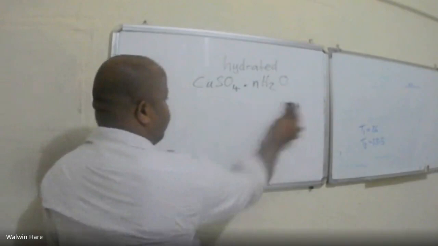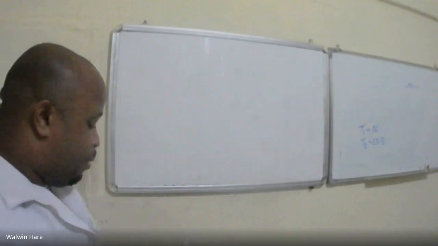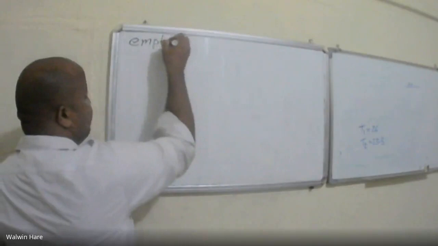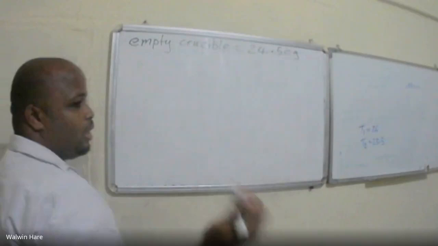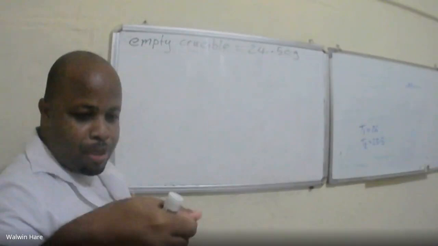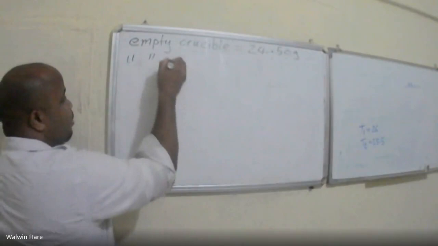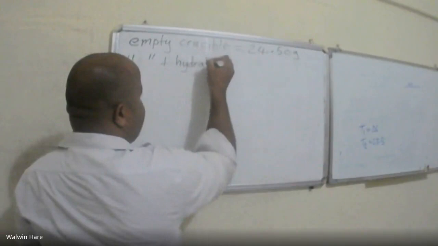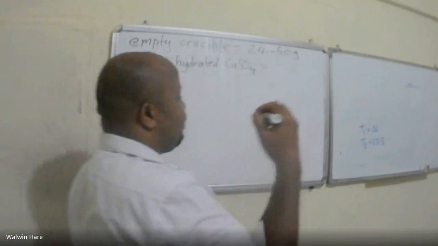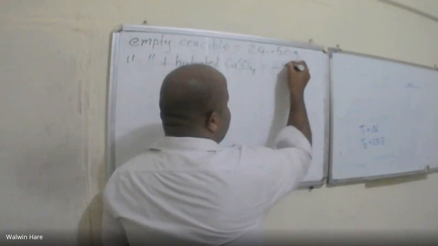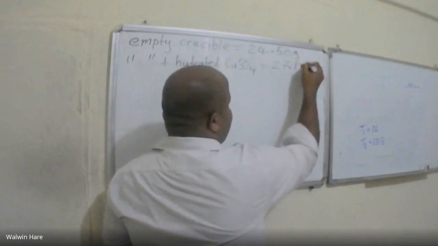So in the lab, you will get an empty crucible and weigh it. So again, let's say the mass of the empty crucible is 24.50 grams. Let's say you take a spatula full of the salt and place it in the crucible. So now it's the empty crucible with the hydrated salt, hydrated copper sulfate. With the spatula full of copper sulfate added to the crucible, the mass goes up to, let's say, 27.12 grams.